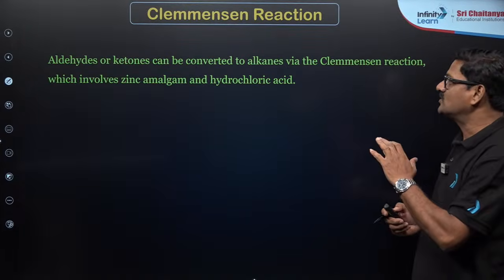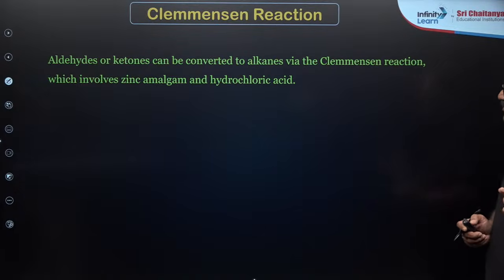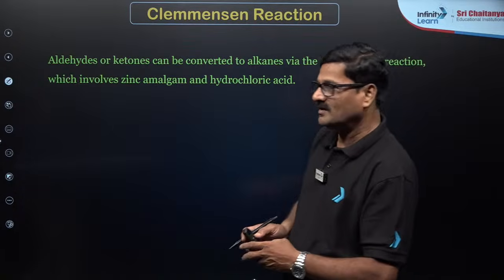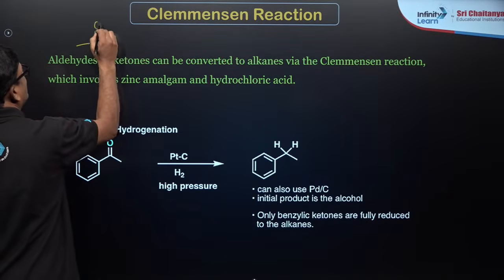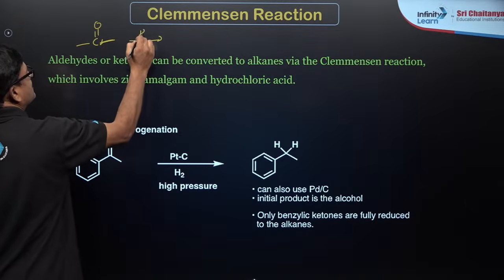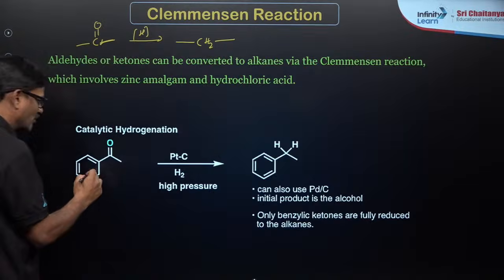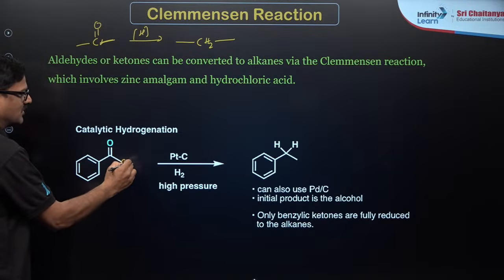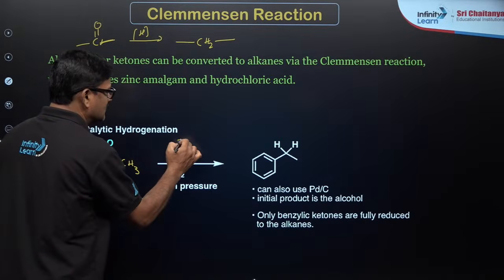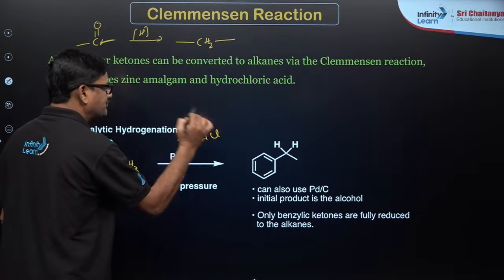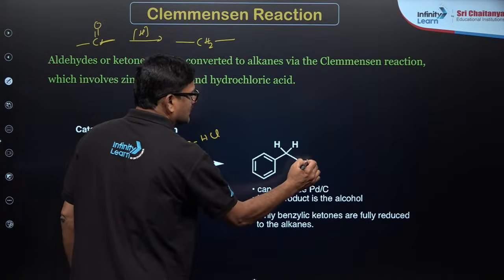And aldehydes and ketones, Clemmensen reduction. Aldehydes and ketones can be converted into alkanes via Clemmensen reduction. So, in this Clemmensen reduction, C double bond O is going to be subject to reduction, giving rise to CH2. So this is what is called CH3. Okay, and it is zinc and HCl. You are going to see this product.